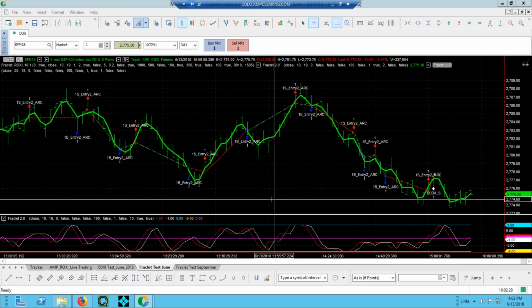So really what we're talking about here is a simple concept, but it was very elusive to code it and figure it out.